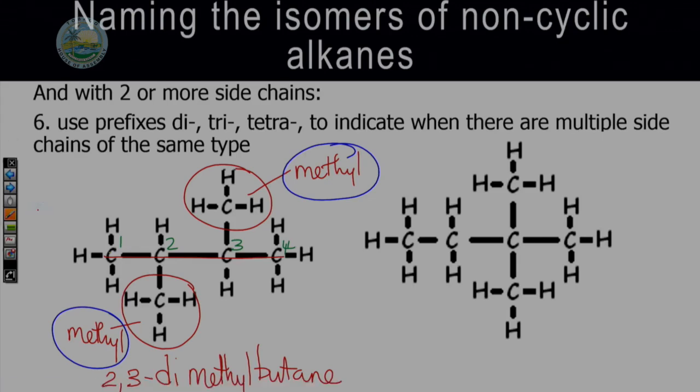So let's look at the next compound as we apply all of these. Straight chain 1, 2, 3, 4. That's the longest chain I'm seeing. And I'm seeing 2 groups here again. So I know that this is going to be dimethyl, because there are 2 methyl groups. And of course, this chain is called butane.